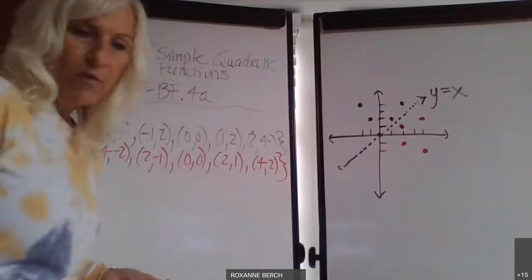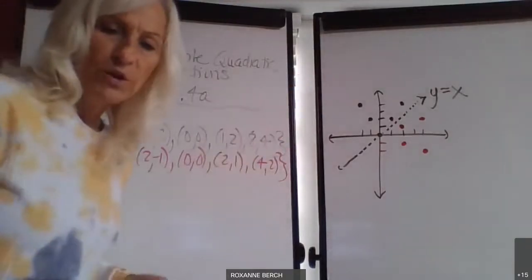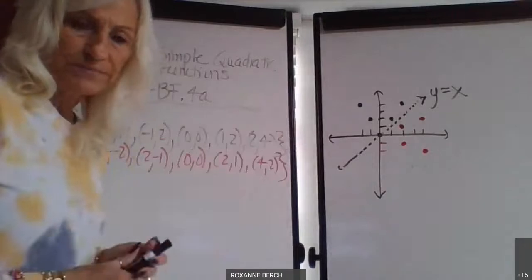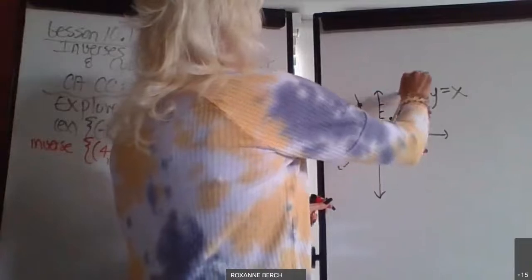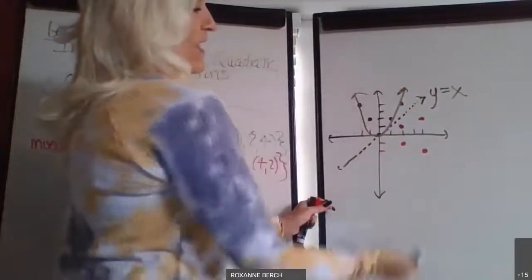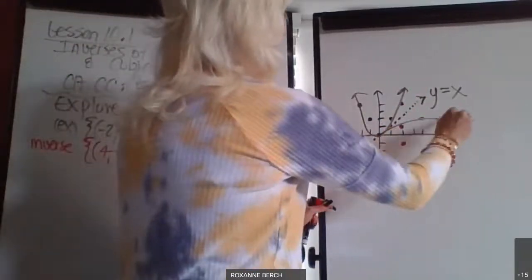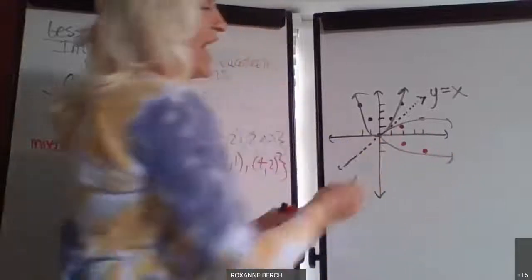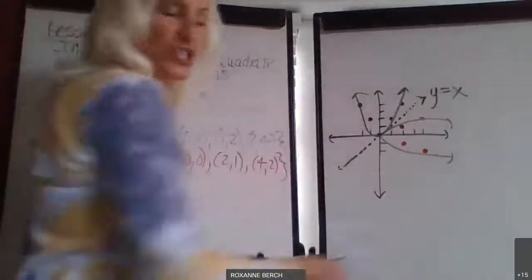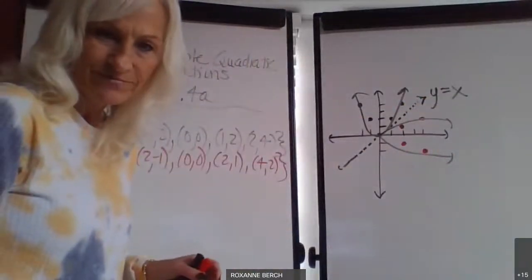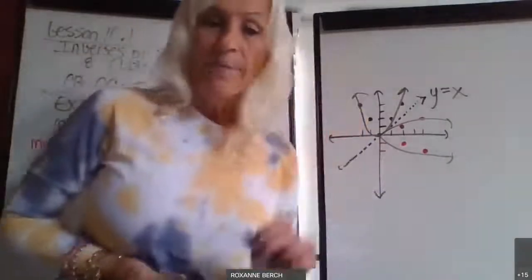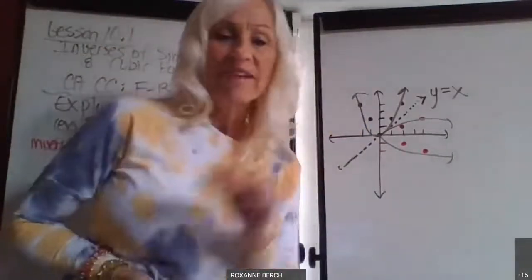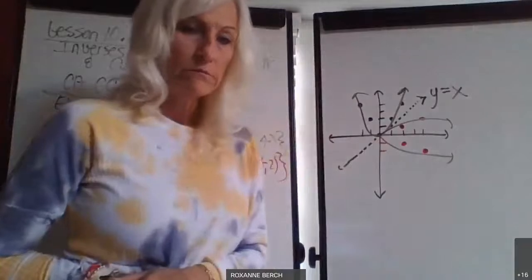Okay, I want to write something, but I don't want you to write it. I just want you to watch this. If I did this, and you reflect the parabola over the identity, do you see how the identity is not going to be a function? It's going to fail the vertical line test. So I'm just telling you, the parabola does not have an inverse function.